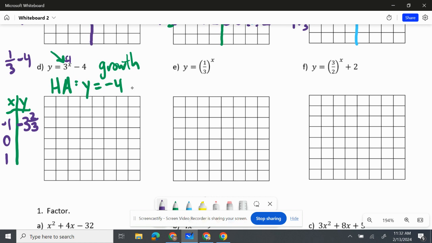If we plug in a 0, anything to the 0 is 1. 1 minus 4 is -3. And then if we plug in a 1, it stays the same. So that would be 3 minus 4, which is -1. So we have our horizontal asymptote at -4. And then we have (-1, -3 and 2/3), (0, -3), and (1, -1).